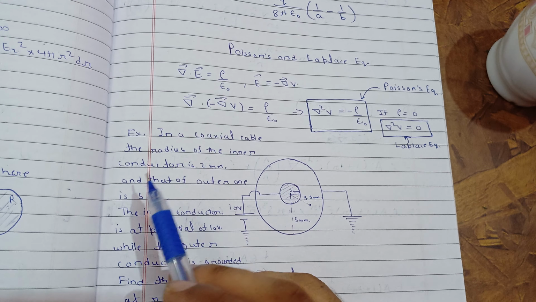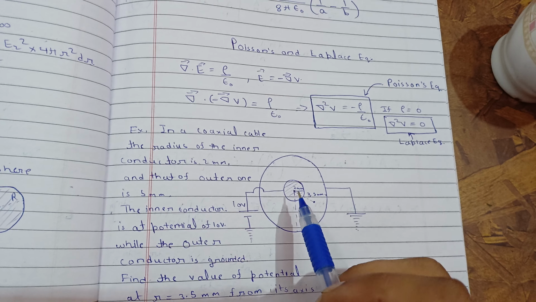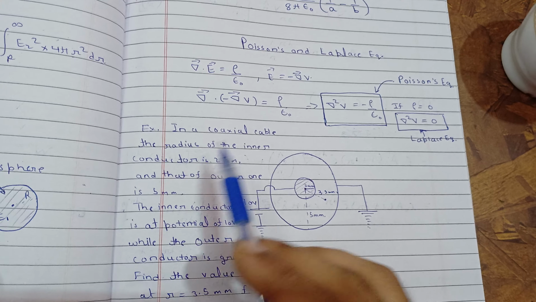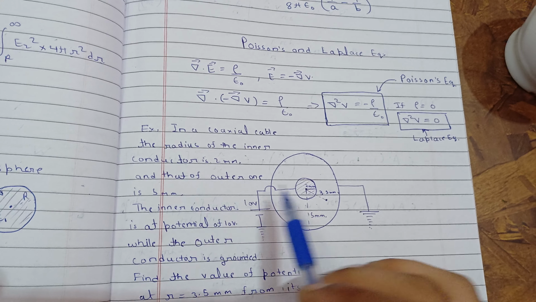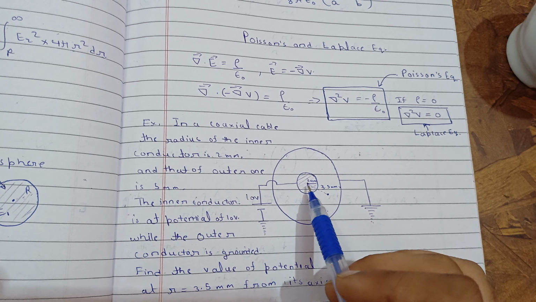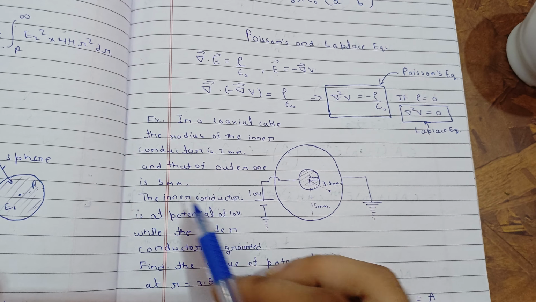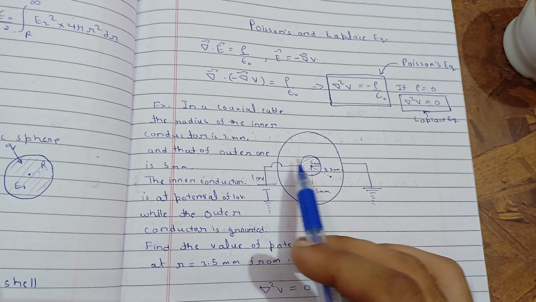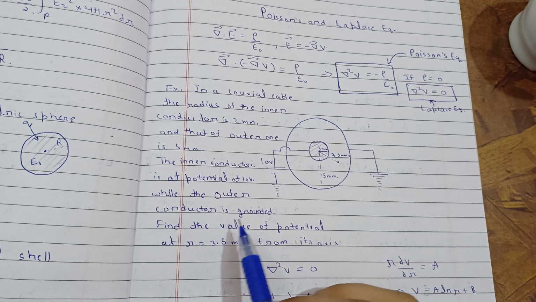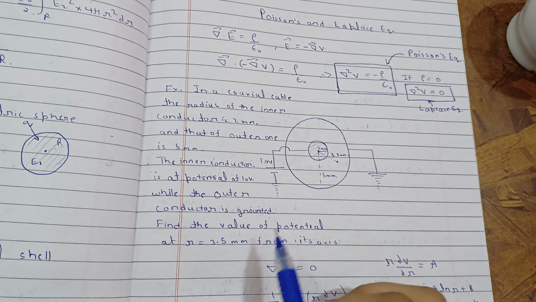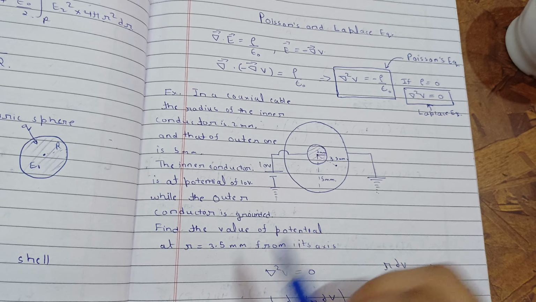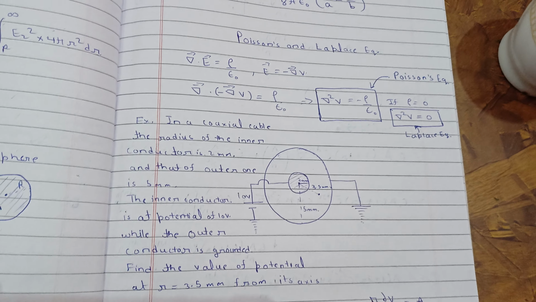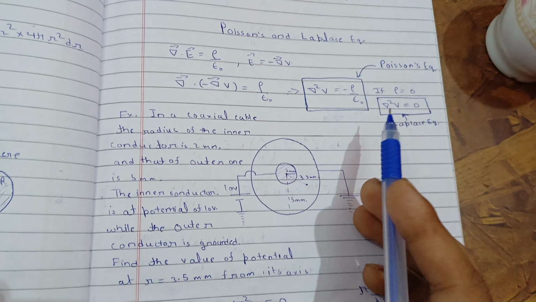In a coaxial cable, coaxial means there is the same axis, and you have this type of circular structure. These are two conductors. The inner conductor radius is 2 mm and that of the outer one is 5 mm. The inner conductor is at a potential of 10 volt, while the outer conductor is grounded. Find the value of potential at R equal to 3.5 mm from its axis. So we need to find the potential at this point. Let's see how we can find this using the Poisson's equation.